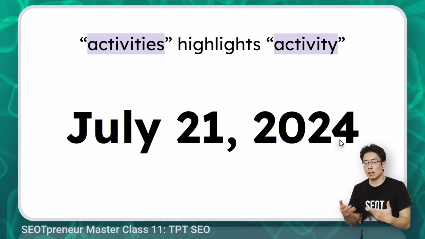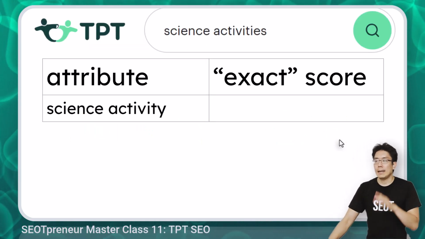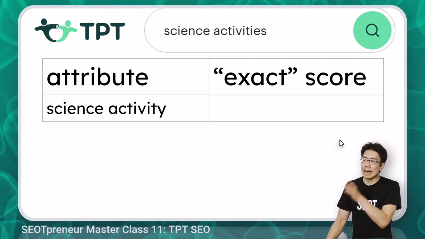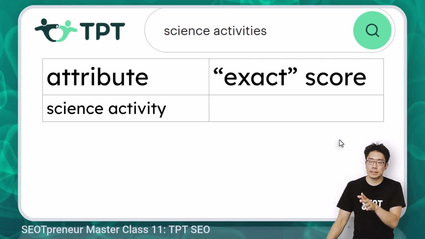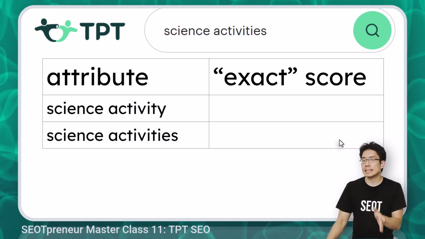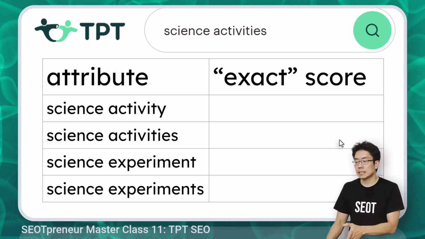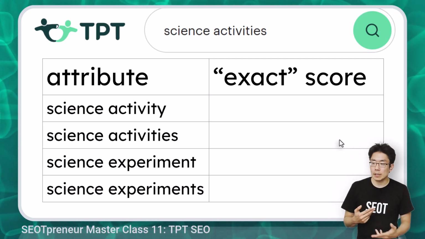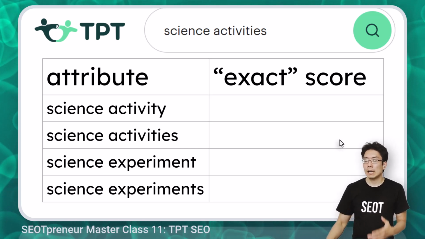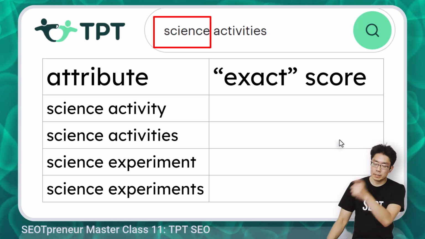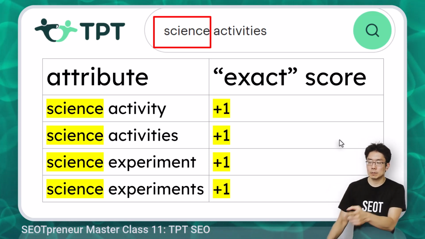If activity and activities are actually synonyms, like they were on July 21st and they were both highlighted, and someone searched up science activities in TPT search, and there were 4 products. One said science activity, one said science activities, plural, one said science experiment, one said science experiments. You and I know that these are very similar things. But if we look at it from the search algorithm perspective, and if we look at the exact score, well, science is in the search term, and these all have science in them, so they all get +1.